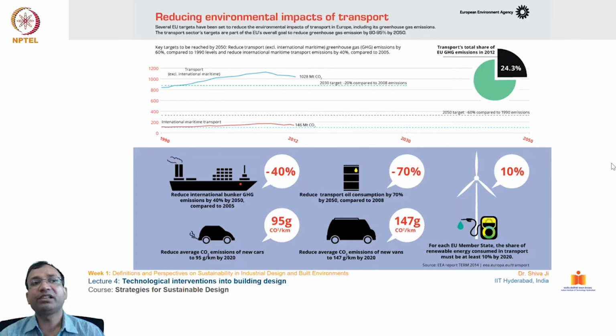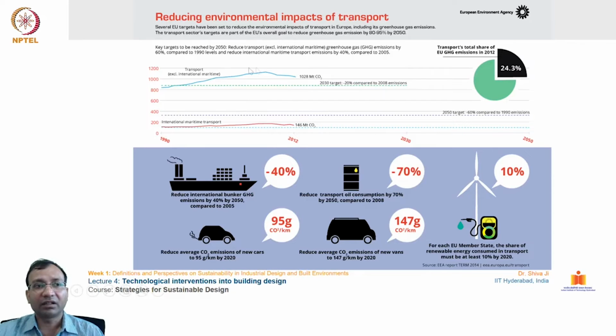So key targets to be reached by 2050: reduce transport greenhouse gas emissions, excluding international maritime, by 60% compared to 1990 levels, and reduce international maritime transport emissions by 40% compared to 2005. On the share part, the transport total share of EU's GHG emissions in 2012 was 24.3%, almost one quarter of the total. That's too big if we see it for just one continent.